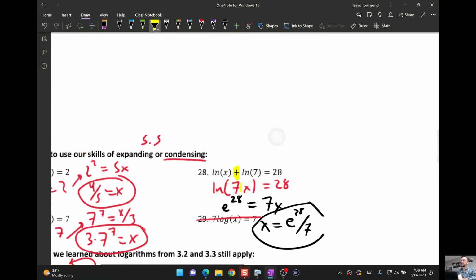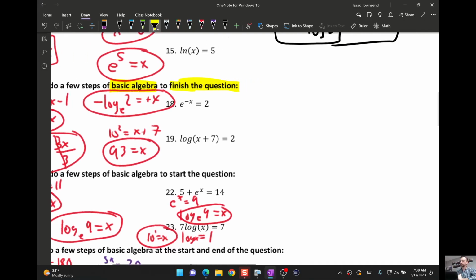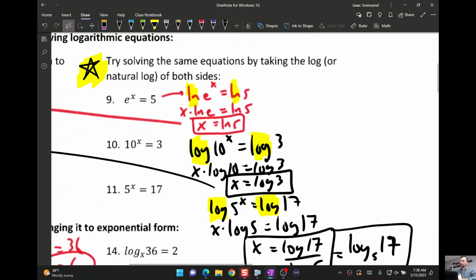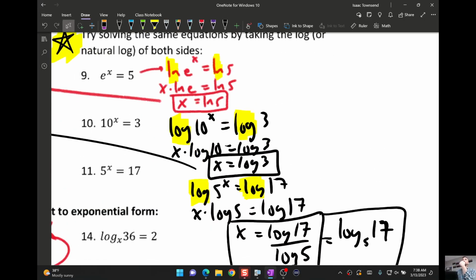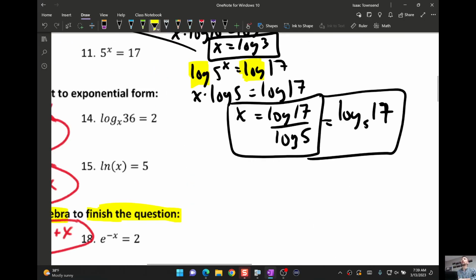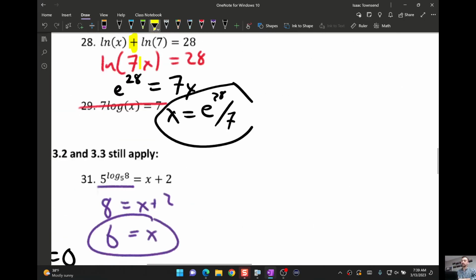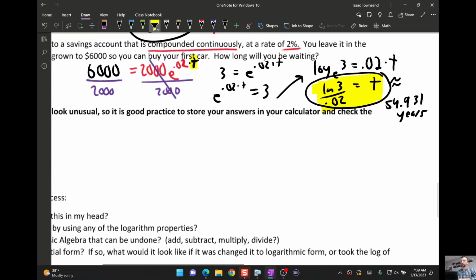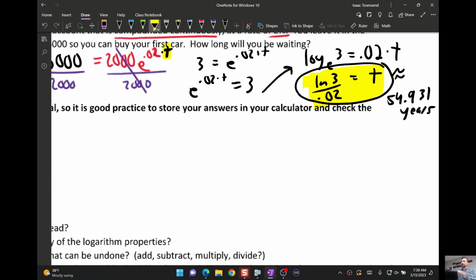Sometimes it just depends. Like up here on the front page, when I took the log of both sides instead of the natural log of both sides, my answer is going to look different. Or if I had done the natural log of both sides instead of the log of both sides, my answer would look different. So you need to have a way to check your answers and not just assume that everything is incorrect. So that is with storing in your calculator.